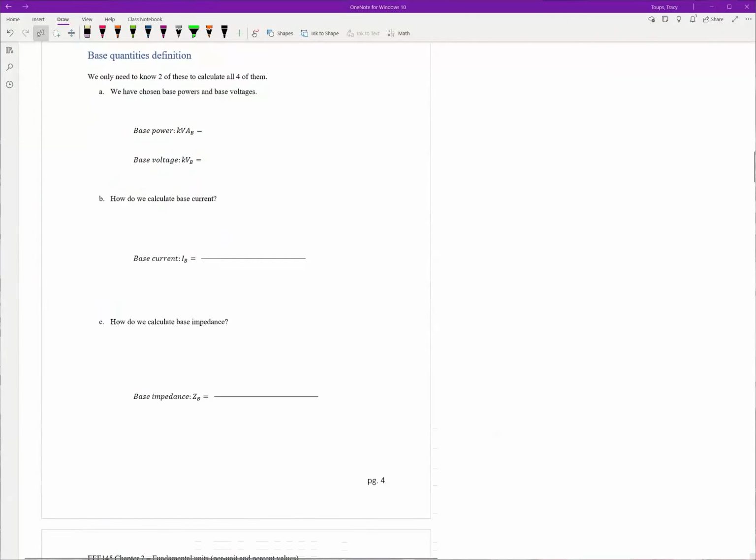So we did a lot of talking. Let's do some numbering. Right. So here we're going to start defining how do you do the calculations. So remember, we said base power in kVA is what we start with. So we have three-phase power. So kVA is, remember, apparent power. Okay.